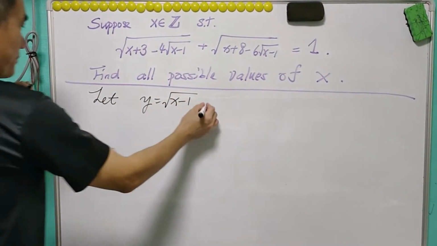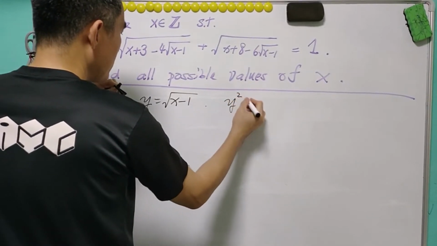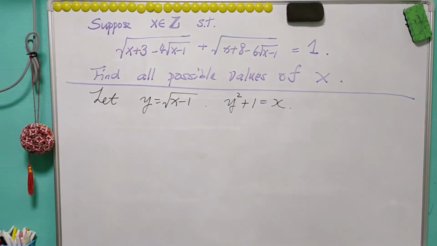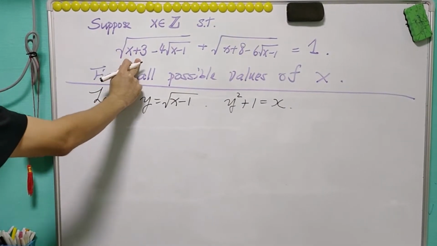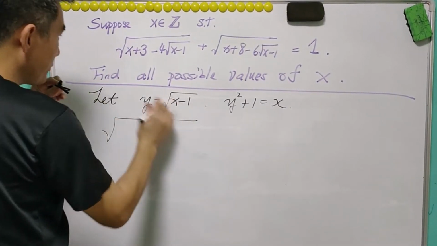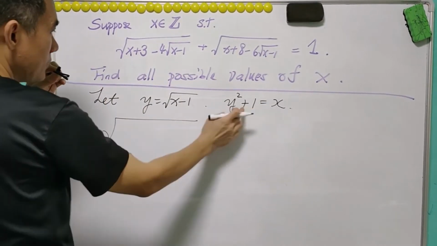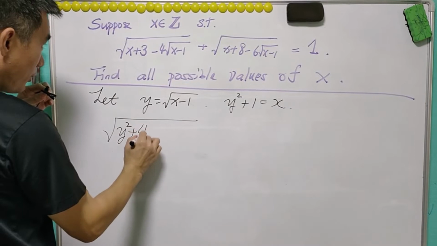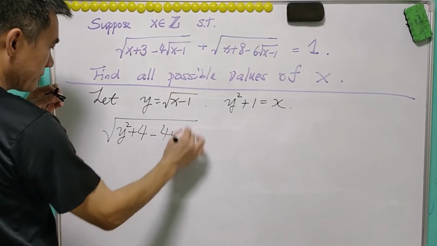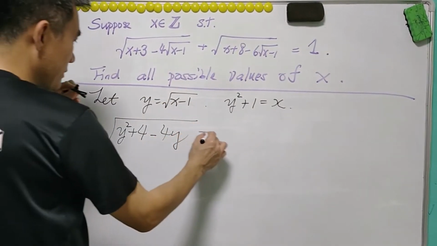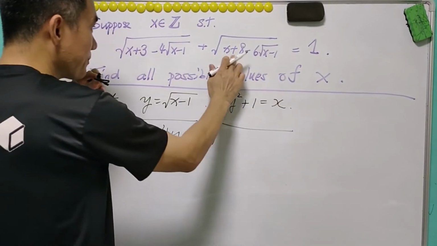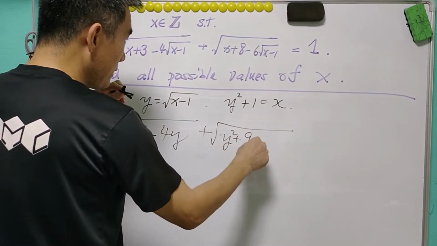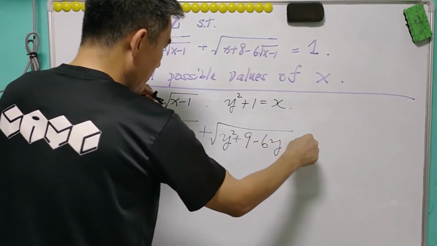If so, y squared plus 1 will equal x. So the original equation will become square root of x, that is y squared plus 1, plus 3, that is y squared plus 4, minus 4y. And for the second square root, x plus 8, it will be equal to y squared plus 9 minus 6y, equals 1.